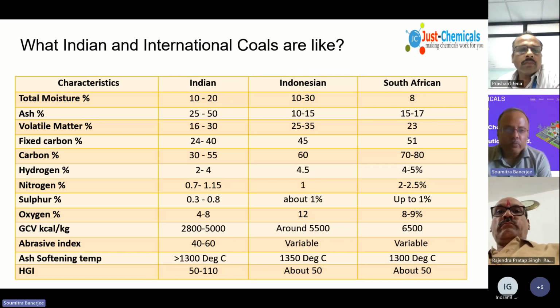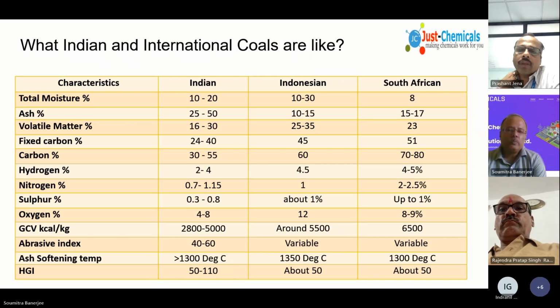Volatile matter makes the most out of combustion. FC upon VM, here you see FC upon VM is around 2.